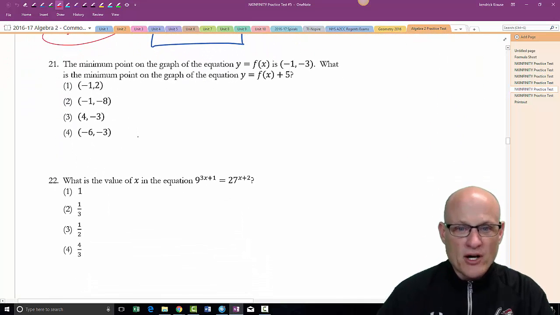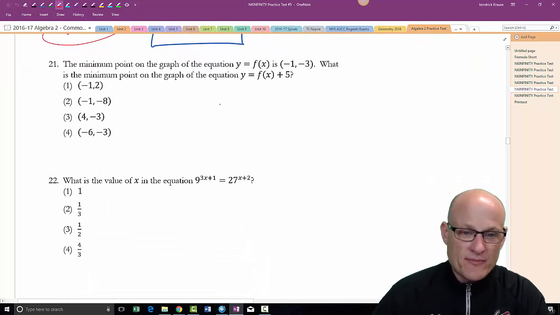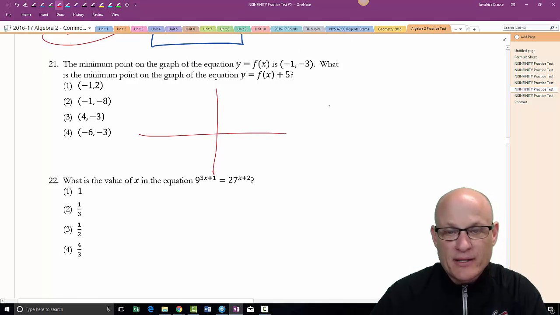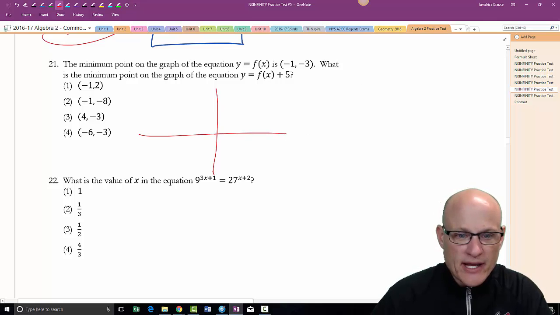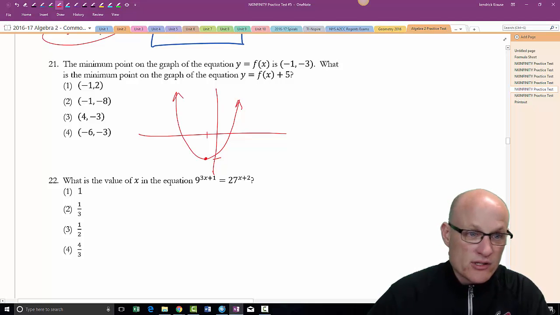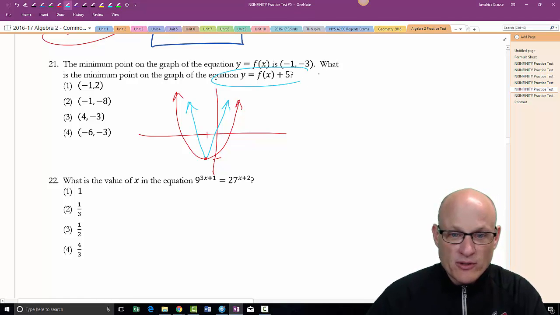The minimum point on the graph f of x. So the easiest minimum point probably to make is like a parabola. -1, -3. That's the minimum point. Now, if I just say, okay, there's my parabola, I can do an absolute value graph too. It really doesn't matter. So what does this mean we're doing?